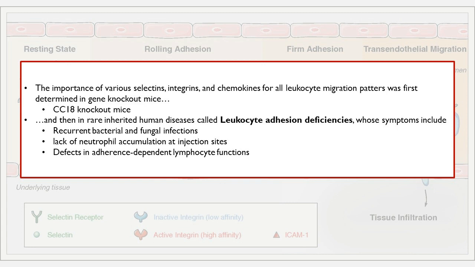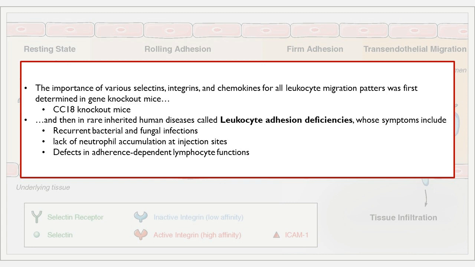Now, in the history of immunology, the importance of these selectin steps, integrins, and chemokines in all leukocyte migration patterns were first determined from gene knockout mice. So a big one was the CD18 knockout mice, so these mice had the CD18 gene knocked out of them, meaning removed, which resulted in complete deficiencies to develop many selectins and integrins on the cell surface.